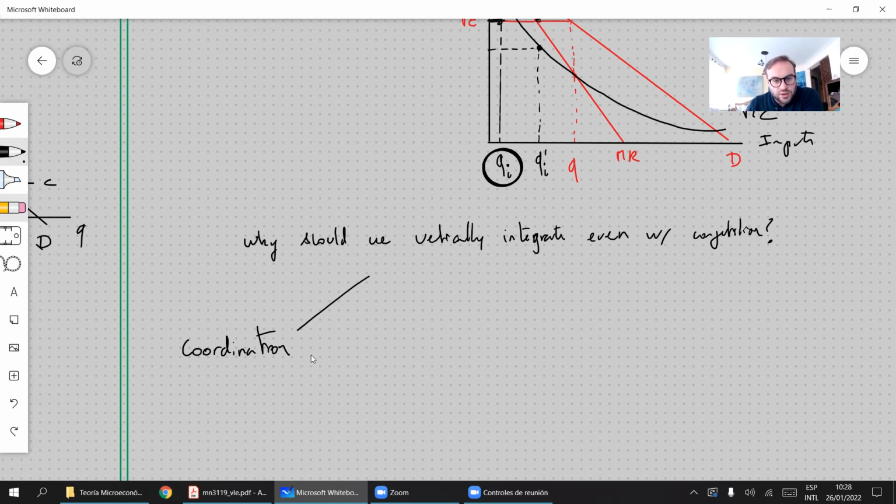Another reason why I would like to vertically integrate with some parts of the production chain, of the value chain, is what we call proprietary knowledge.